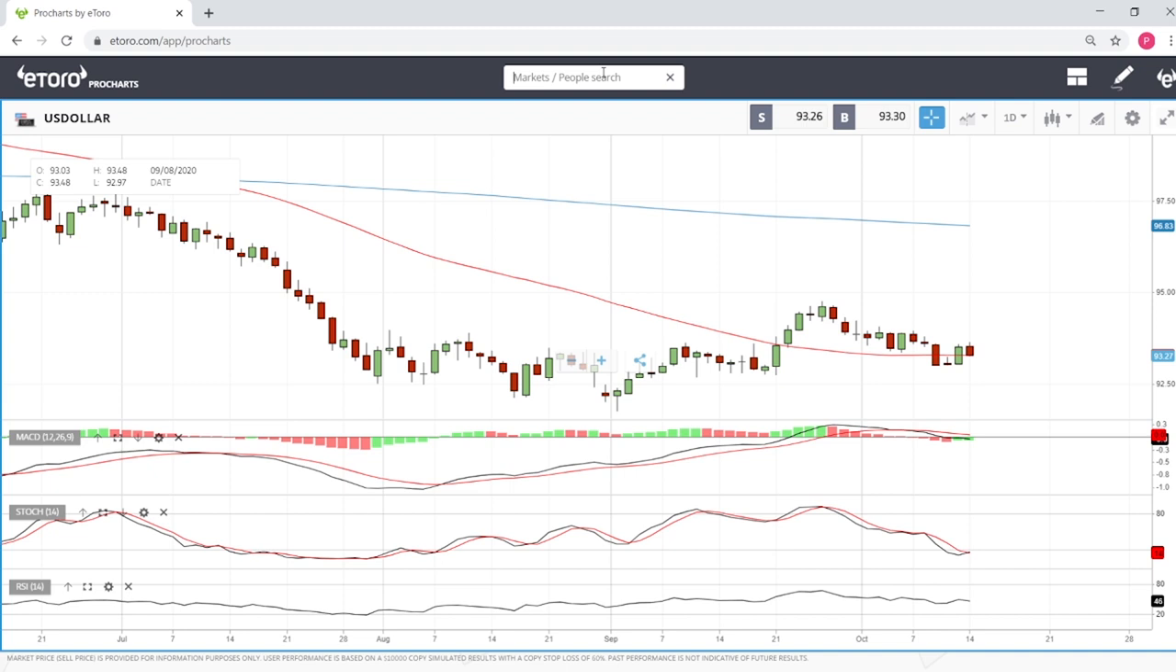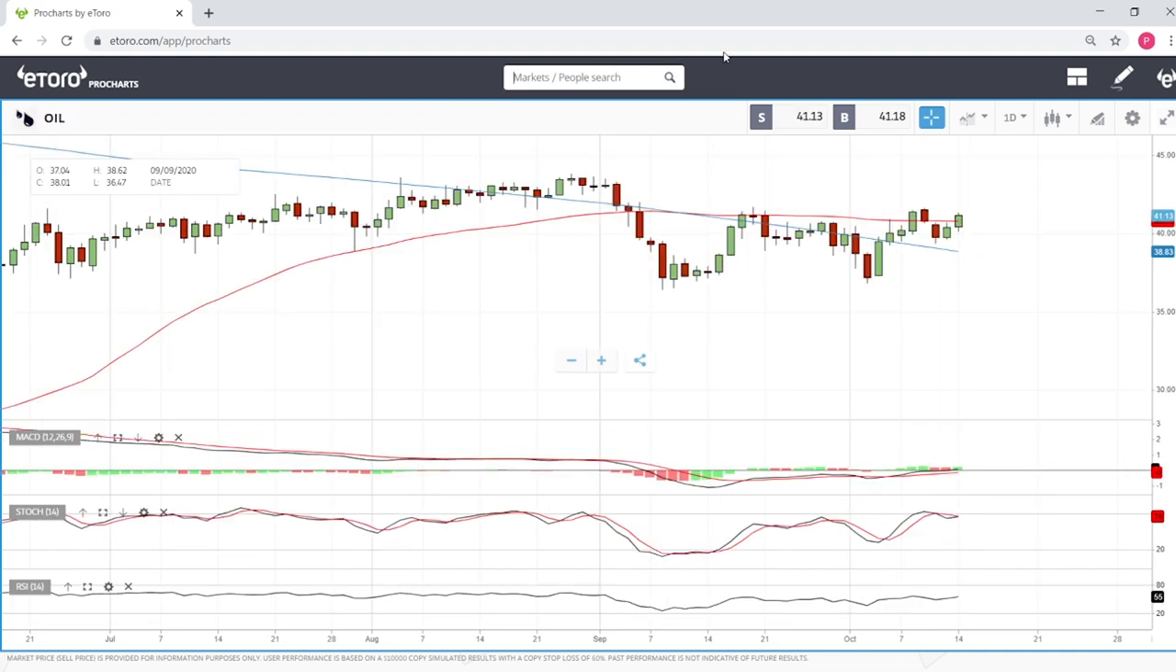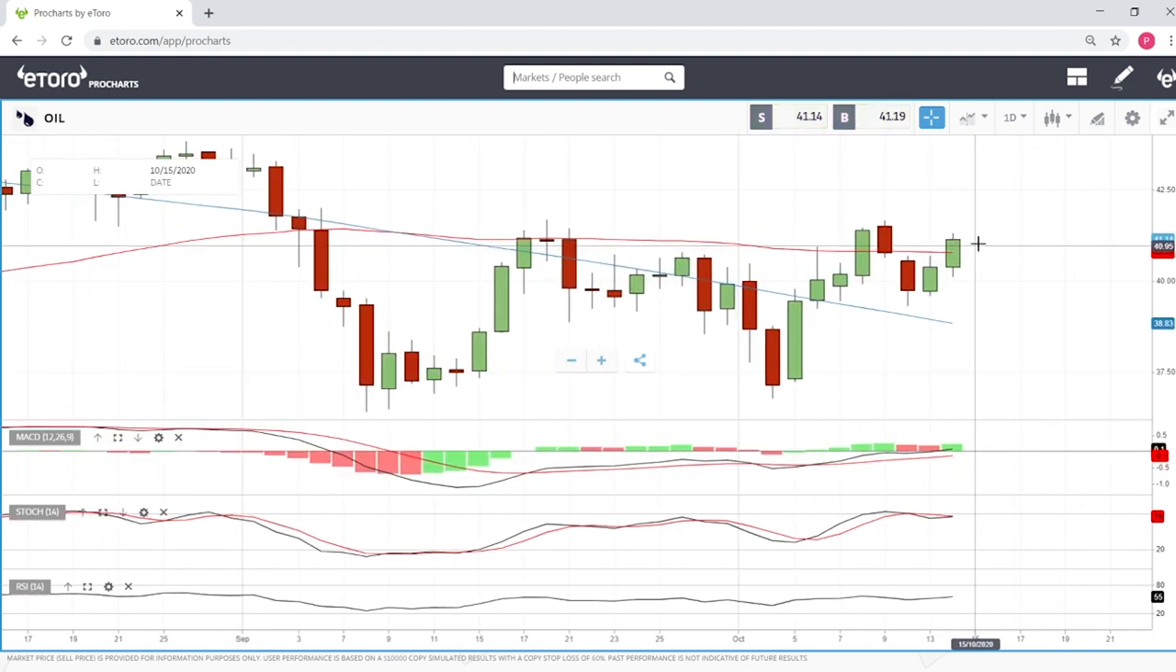So if you look at the oil, we can see that oil has rallied. We broke down on Monday towards the 200 moving average, and since then we have rallied all the way to $41.24, and at this point we have pulled back a little bit. However, we are trading above the 50 moving average.